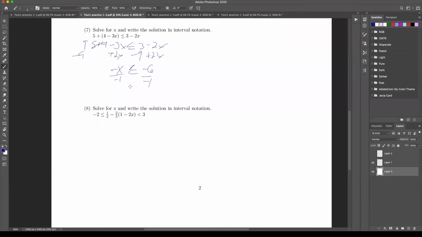When I divide by the negative 1, I need to swap my sign. So x is greater than or equal to 6. Yep. Okay, so that's how we do this one. So we're going to swap this, and then we're going to write this in interval notation. So here I'm going to leave the nice bracket for 6, and then x is greater than that.